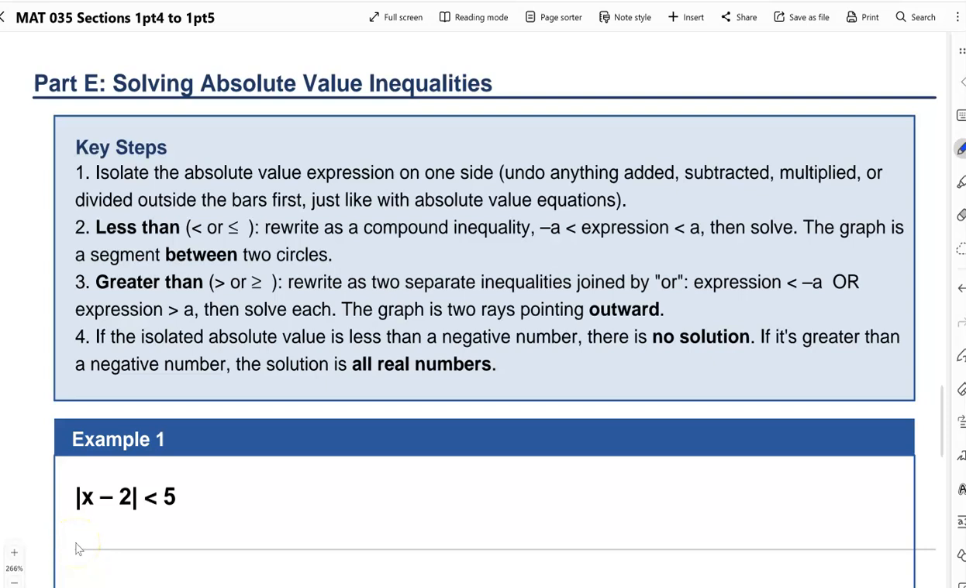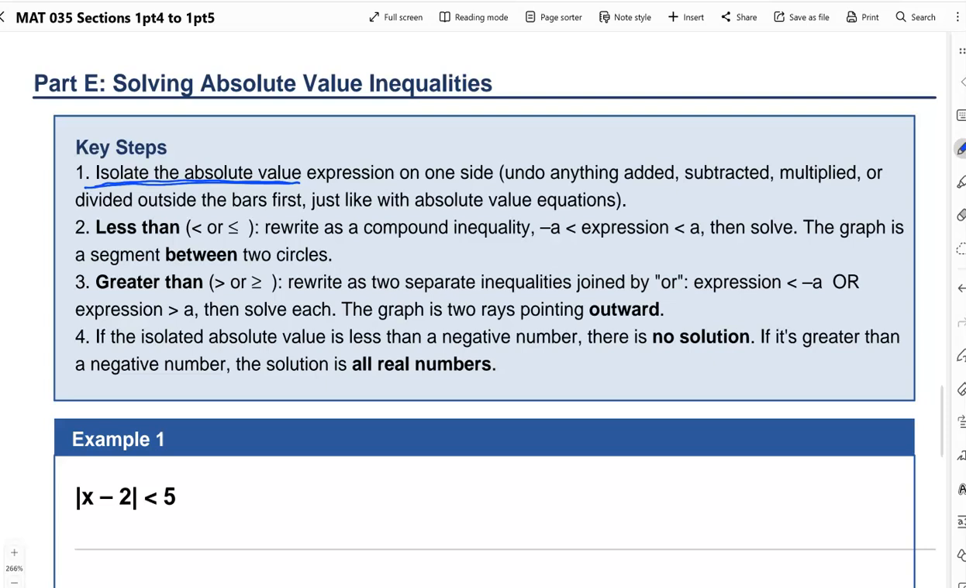In this video, we're going to talk about how to solve absolute value inequalities. So it kind of works the same way, but we have to be careful and pay attention to a few things. So still want to isolate the absolute value first. That's going to be your first step, just like with absolute value equations. But now, because it's an inequality, we have to pay attention to whether it's less than or equal to, or if it's greater than or equal to.